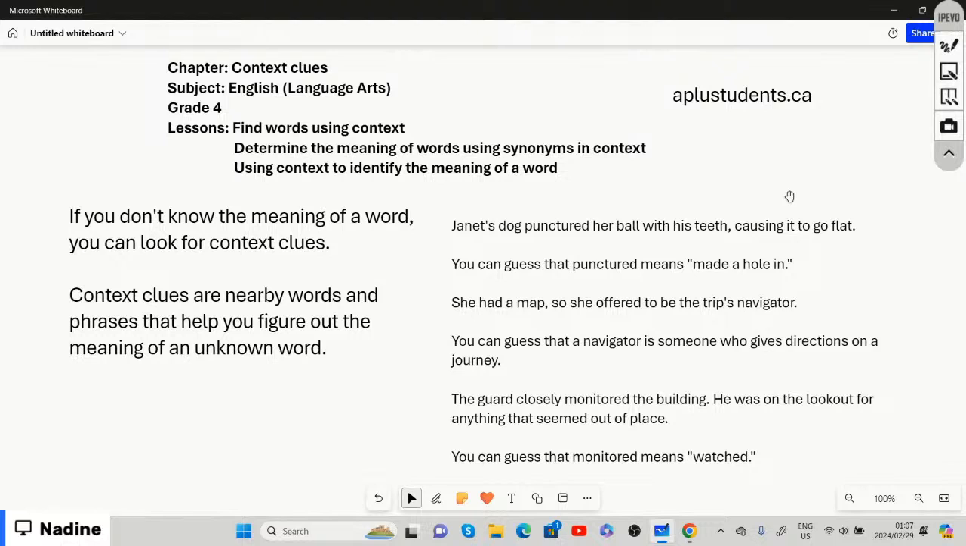All right. So basically, context clues are nearby words and phrases that help you figure out the meaning of unknown words, or of an unknown word. So basically, if you don't know a word, then you'll be able to find a nearby clue or nearby words that will help you to figure out the meaning of a specific word.